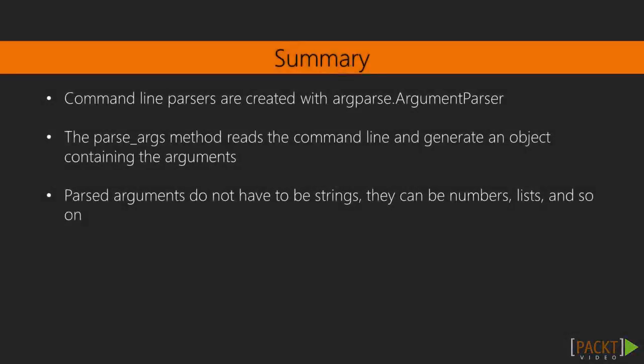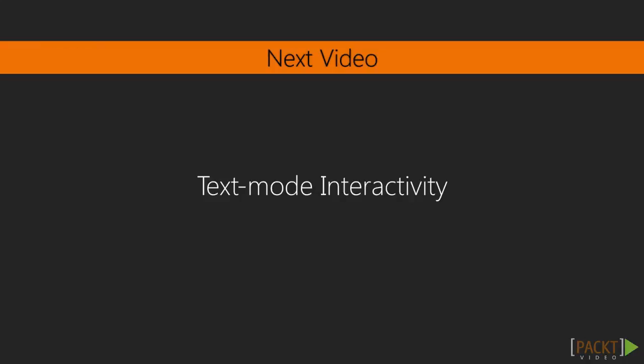Now that we've worked out how to read the information that's given to us when the program starts: command line parsers are created with argparse.ArgumentParser. The parse_args method reads the command line and generates an object containing the arguments. And parsed arguments do not have to be strings, they can be numbers, lists, and so on. In the next video, we're going to look at how to interact with the user while the program is running.